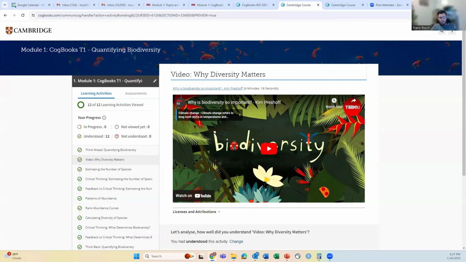Yes, exactly. So we have ecosystem diversity, which is just the types of ecosystems, for example a forest, a swamp, a lake. Then, as you mentioned, there's species diversity, which is the number of species. And then there's genetic diversity, which has to do with the alleles and the genetic diversity of the organisms within that given environment.